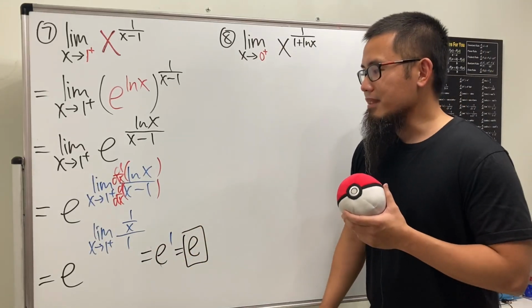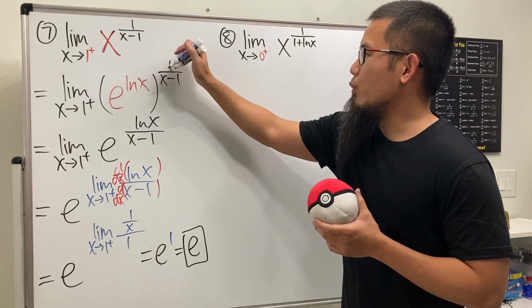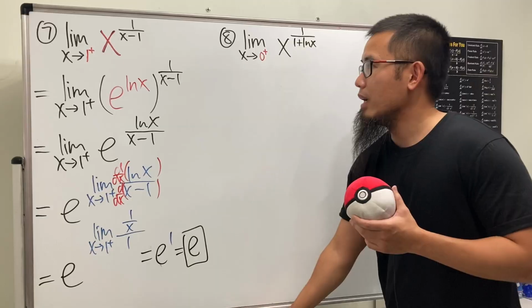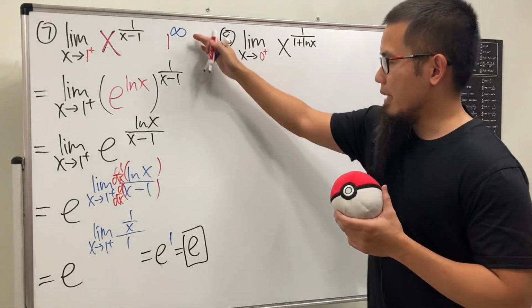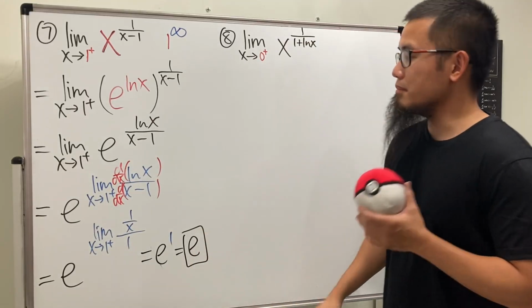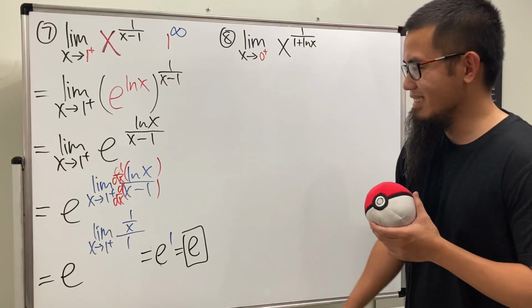Yeah. So in this case, you see, originally we had a 1 to the infinity's power indeterminate form. Originally we have the 1 to the infinity's power form, but in the end we end up with a number that's e. Cool, huh? So be really careful. That's all I'm saying.